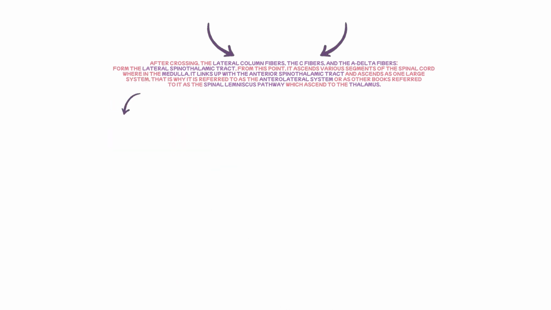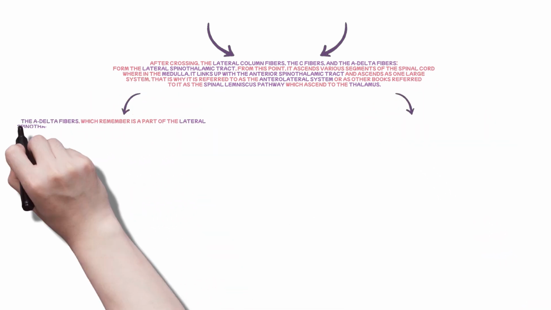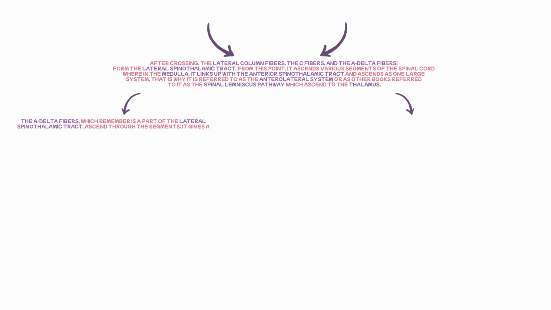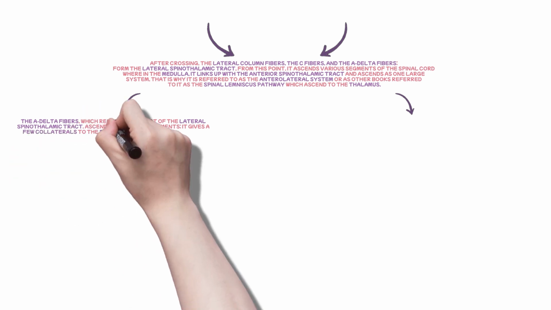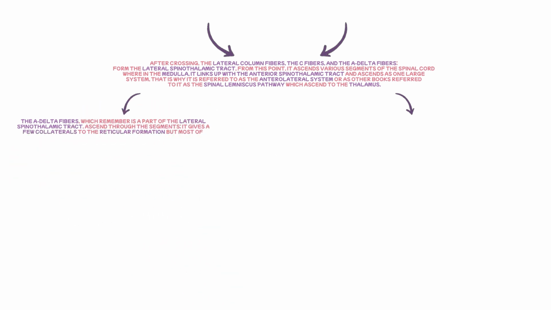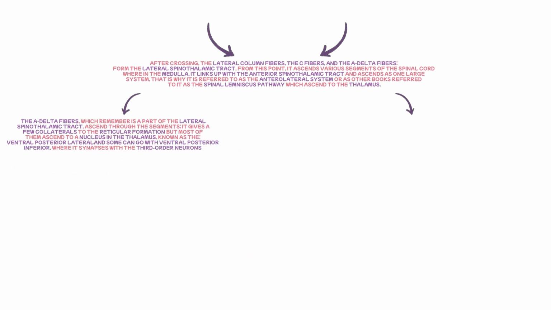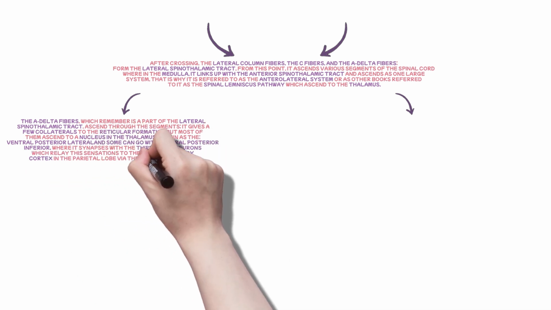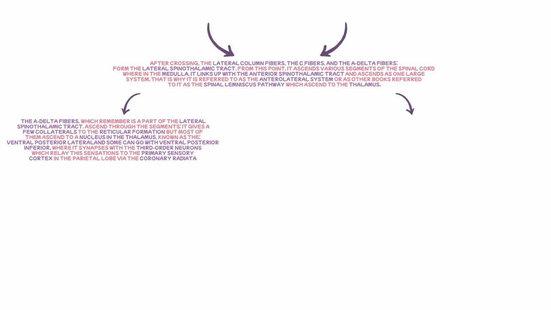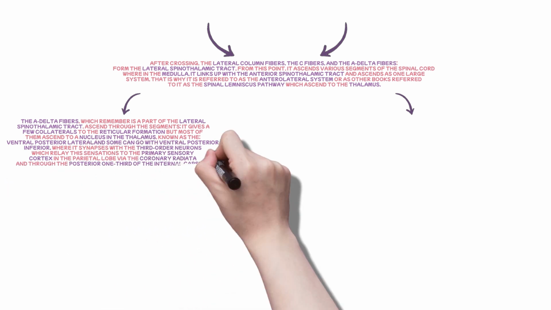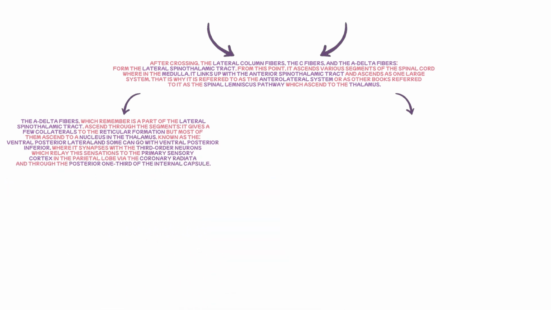The A-delta fibers, which remember are part of the lateral spinothalamic tract, ascend through the segments. They give a few collaterals to the reticular formation, but most of them ascend to a nucleus in the thalamus known as the ventral posterior lateral, and some can go to the ventral posterior inferior, where they synapse with the third-order neurons, which relay these sensations to the primary sensory cortex in the parietal lobe, via the corona radiata and through the posterior third of the internal capsule.